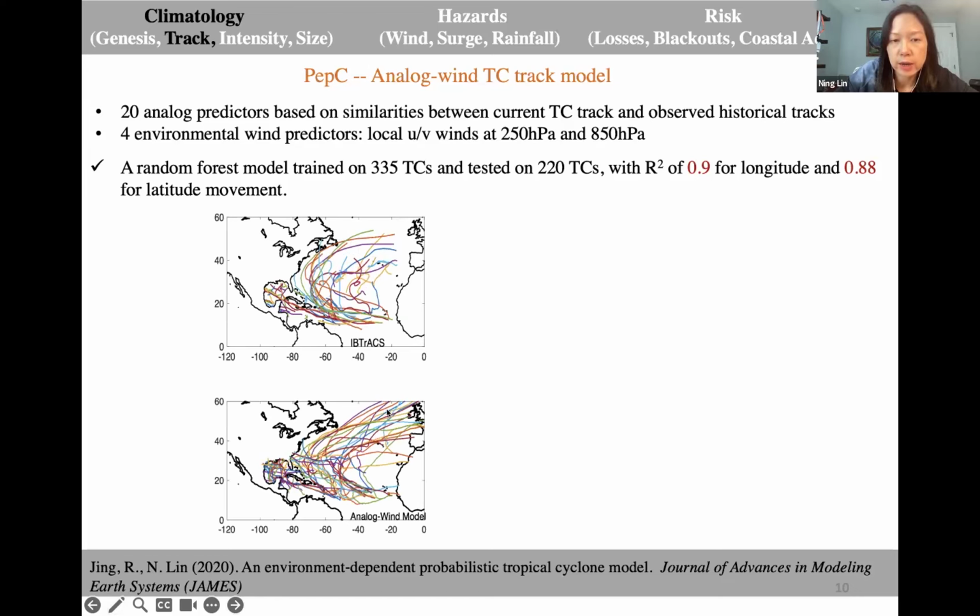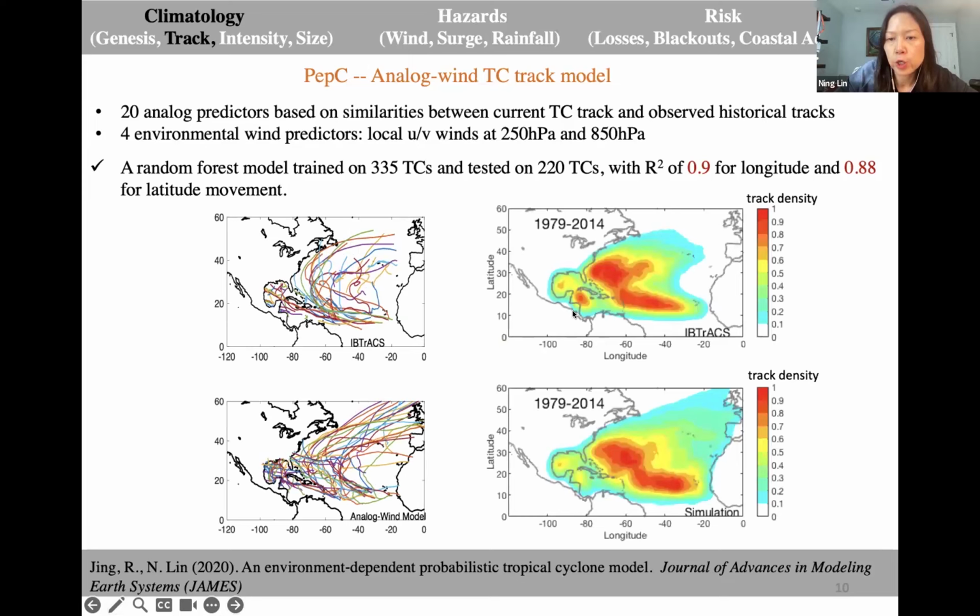So you can see that we can capture the pattern of the track, including the recurvature in the high latitude. We're also showing the track density between observation and the simulation. Again, the pattern is really well captured.